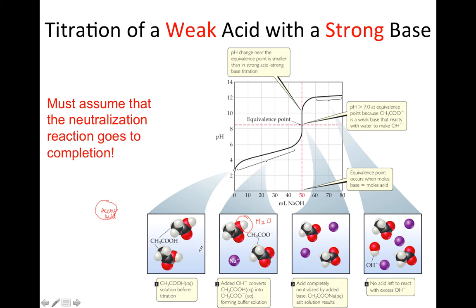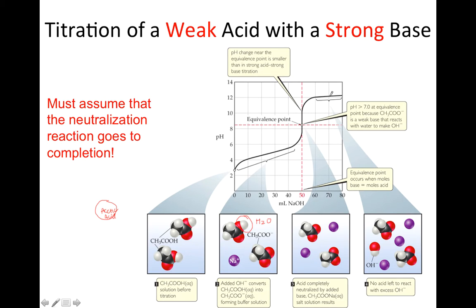So as we take away these hydrogen atoms by reacting them with hydroxide ions to form water, the pH starts to rise because the concentration of hydrogen is decreasing. At the equivalence point, we have only acetate ions. So this guy is called an acetate ion. We have only acetate ions and sodium ions.